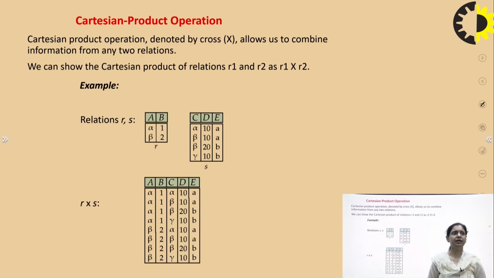The next operator that we have is Cartesian product. The Cartesian product allows us to combine the information from both the relations.